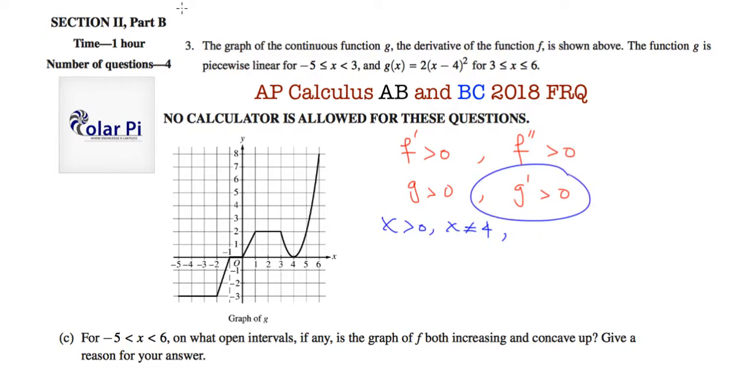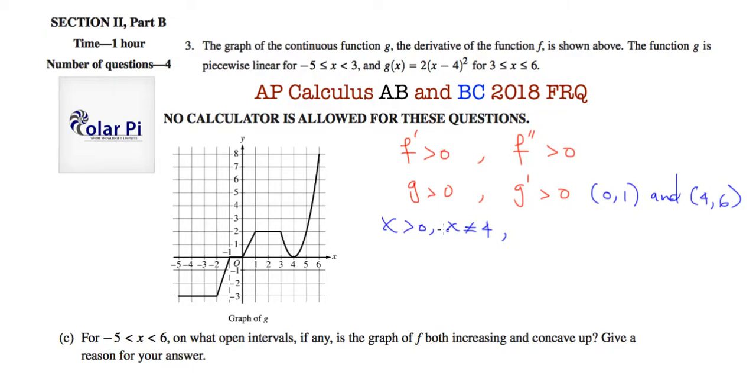That is, where is the slope of this graph, g, positive? And there we see that the slope of g is positive in this portion, and then to the right of 4, right? And so we see that those two places where this is true are going to be between 0 and 1, and x is greater than 4, right? So that's it. And by the way, they tell us to end at 6, so instead of x is greater than 4, I could write 4, 6.